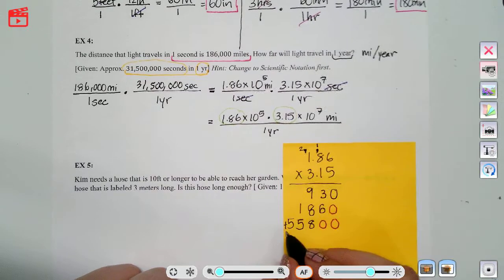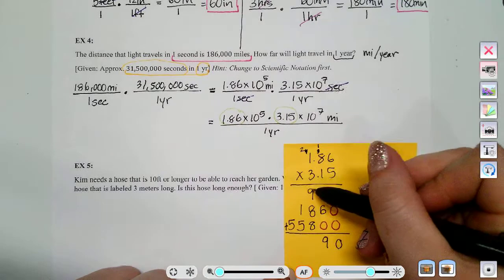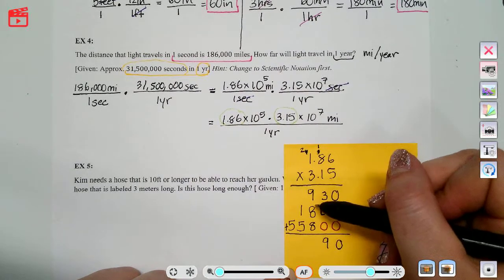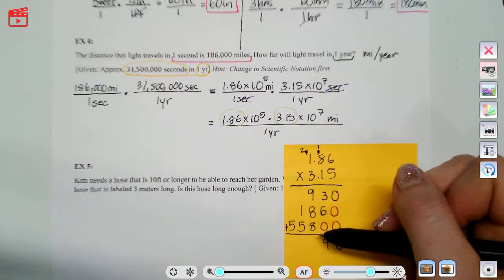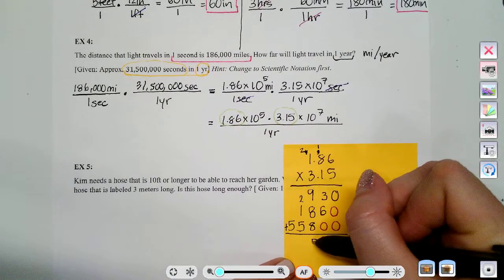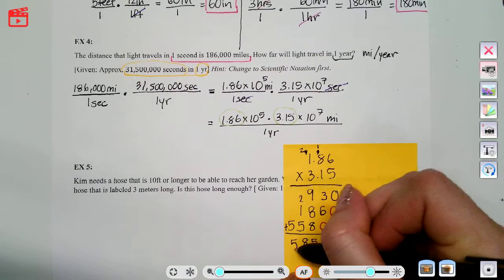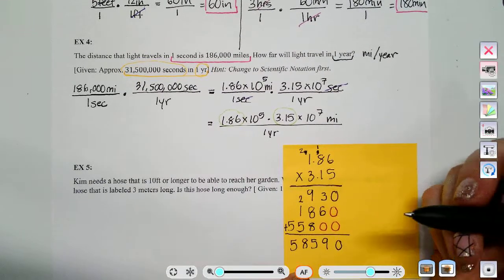We're going to add those up. That's going to be 0, 9. That is going to be, let's see, 8 and 8 is 16. 9 is going to be 25. Carry the 2. 5. 5, 6, 7, 8. And another 5. Alright, how many decimals did we have?